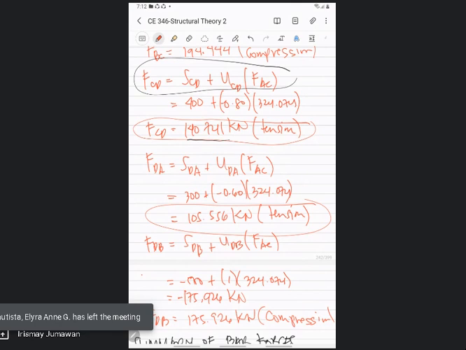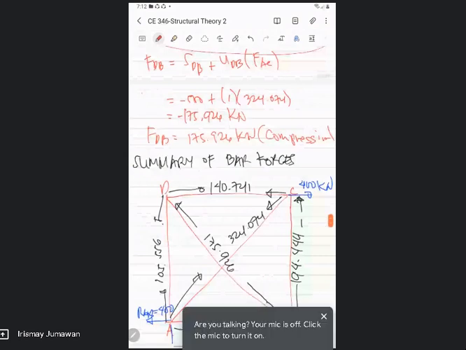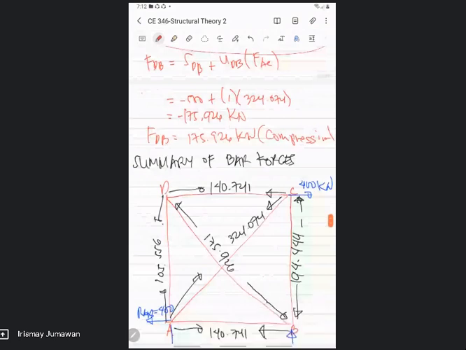Okay, so this is the summary of the bar forces. So, member AB, so sa member AB, 140.741. Then, member, okay, you have BC, 194 BC. So you have 194.44.